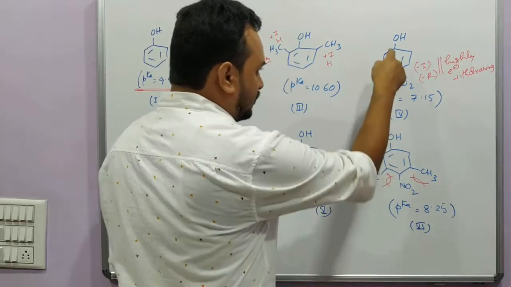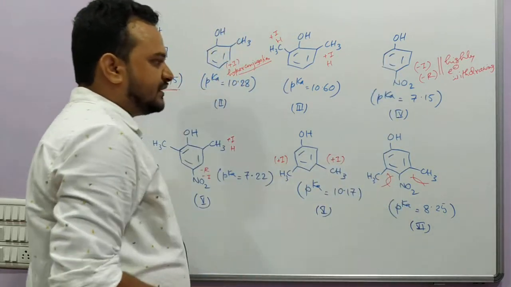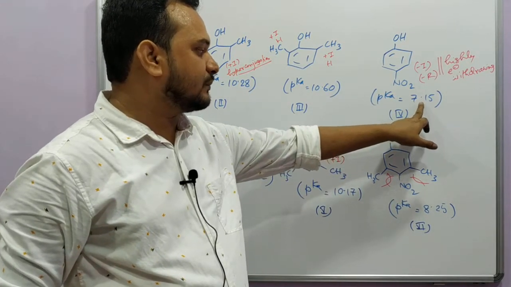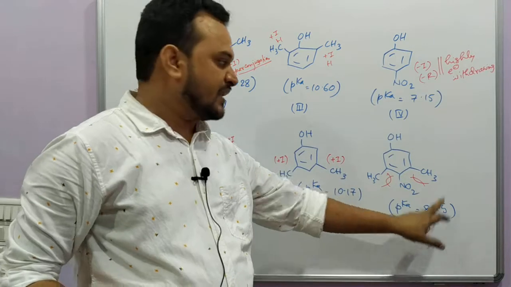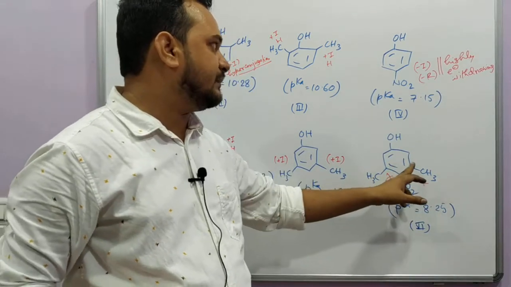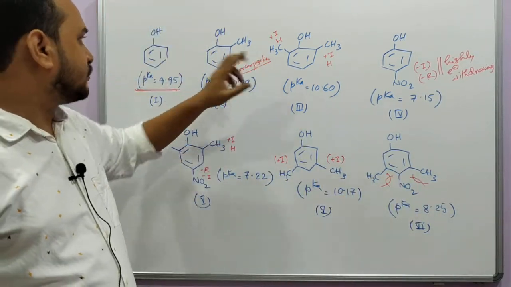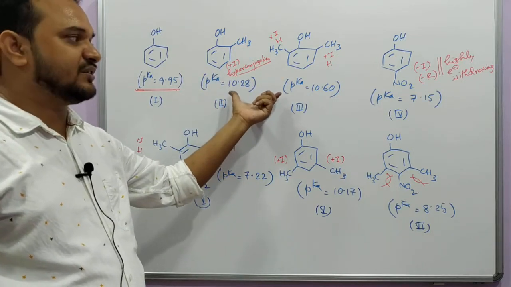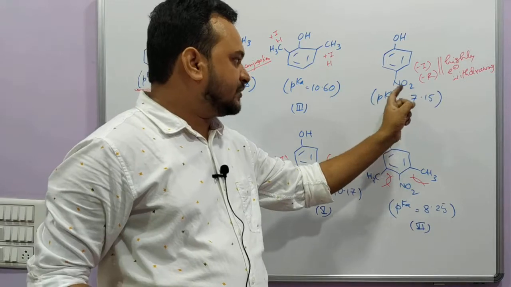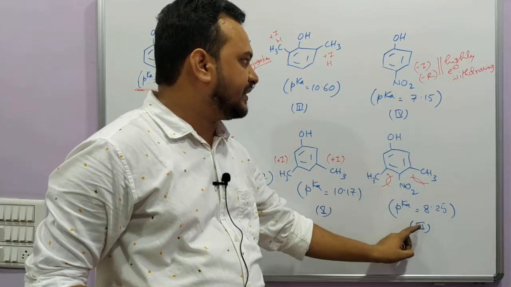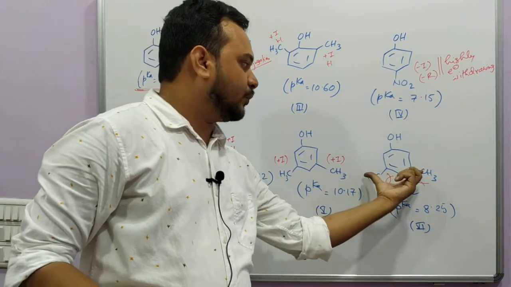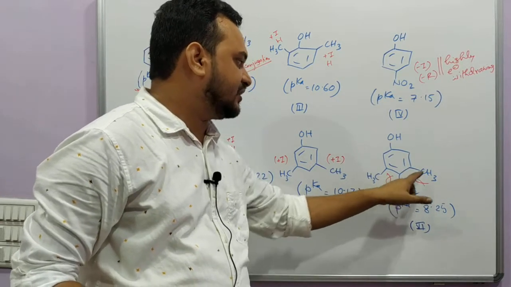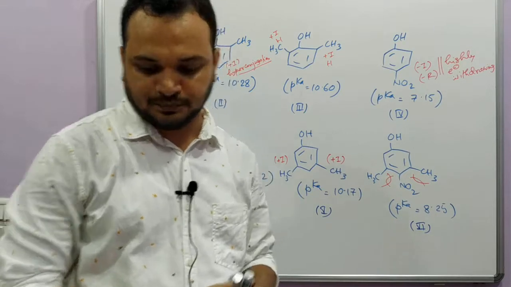So when we compare compound number 4 and 6, it is very clear that there is a significant increase in the pKa value from 7.15 to 8.25. This is not only because of the inductive effect, because you have seen, if it is only inductive effect, there is not much increase. So to explain the significant increase in the pKa value, we have to consider both the inductive effect as well as the steric interaction between the methyl and the nitro group.